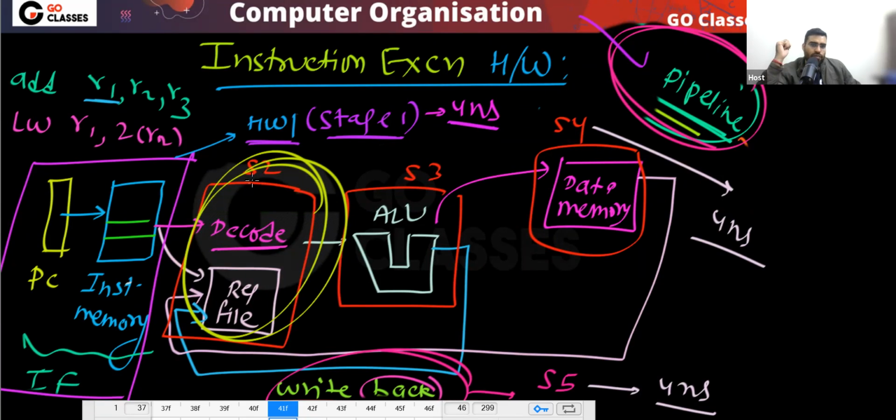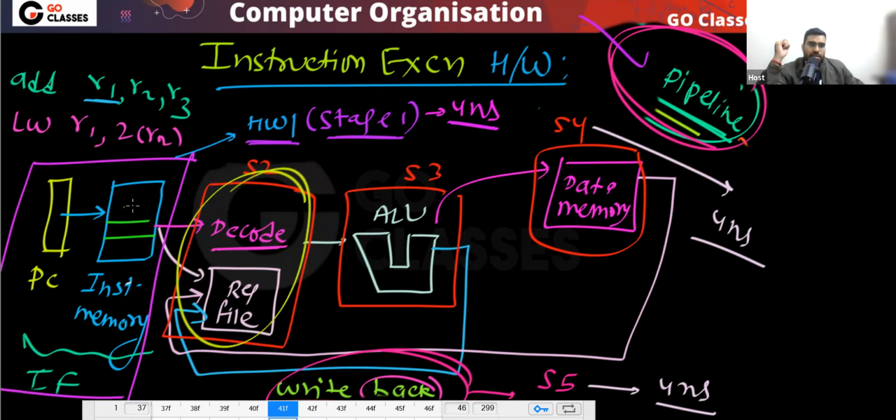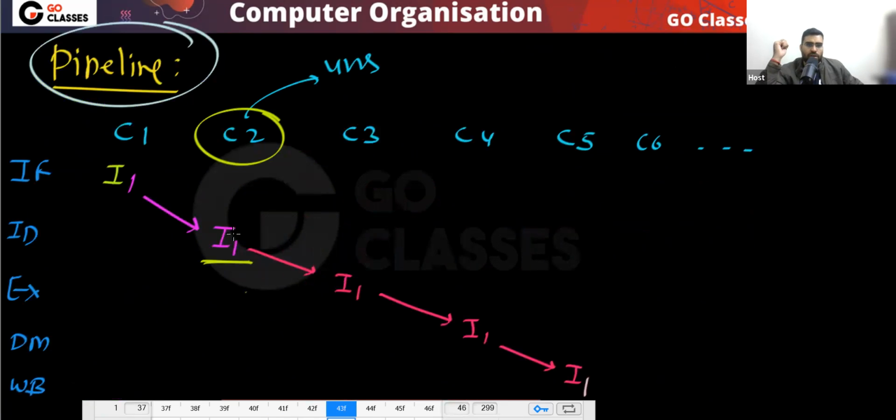So when this instruction I1 is here, this hardware can work on instruction I2. When this hardware is working on I1, then this hardware can work on I2. You can notice that in the second cycle, when the instruction I1 is in the ID stage, then you can fetch I2.